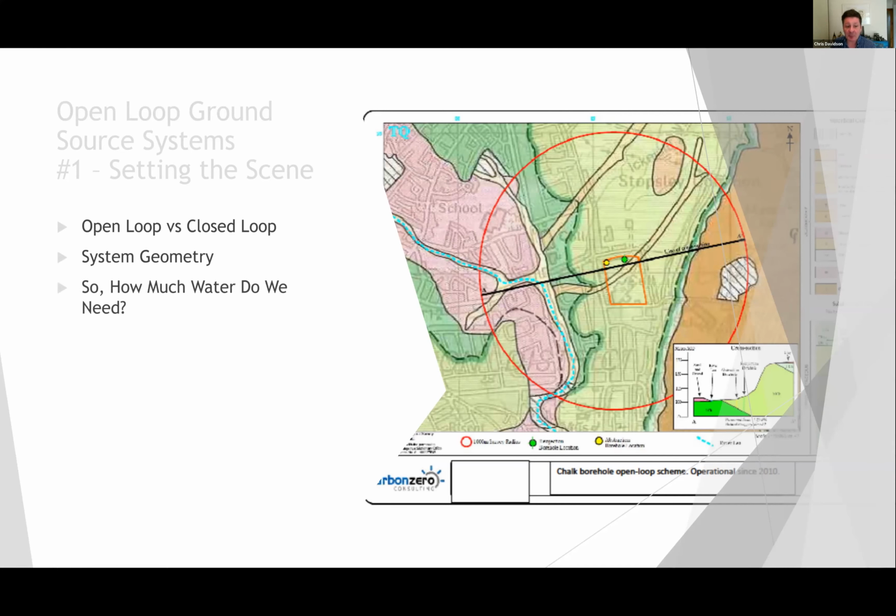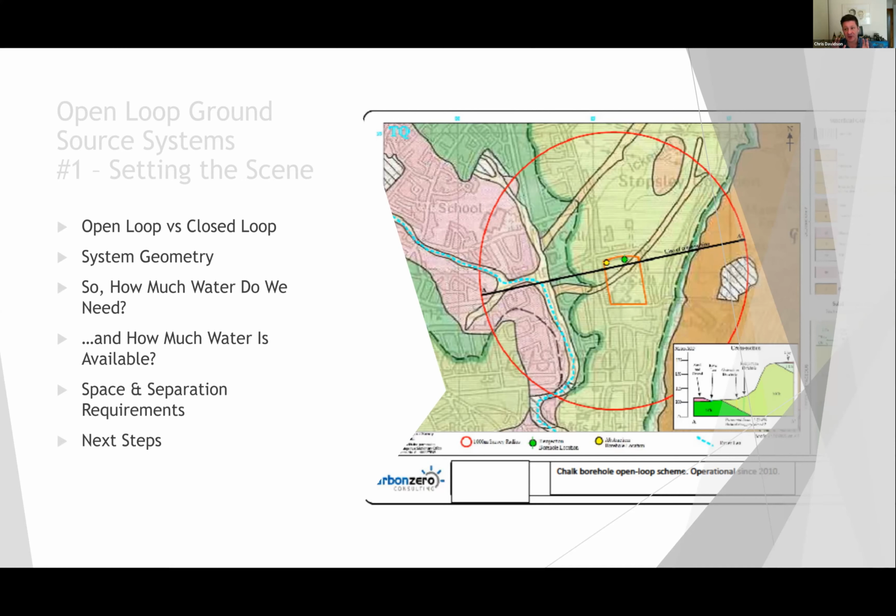Next thing I'll talk about is how much water do we need? How much water do we need to feed one of these systems? And how much water is available, and how we do a very early first tier assessment of that. We'll then talk about the space and separation requirements for water wells, and before finally summarising the next steps and then handing over to the following speakers for the next few sessions.